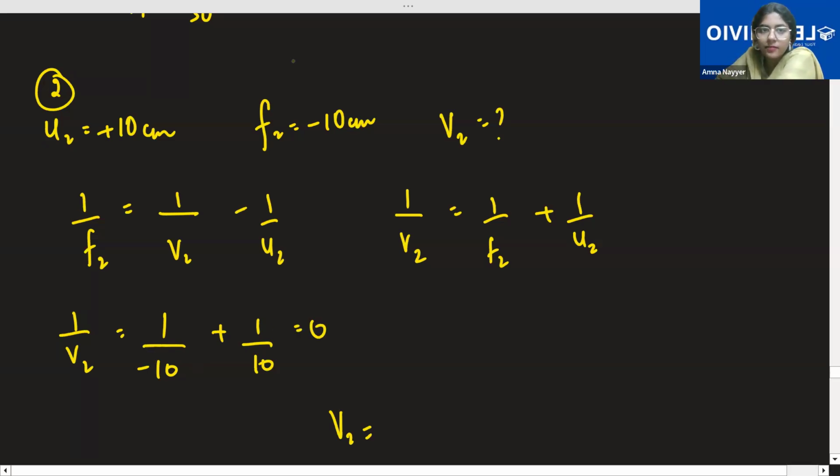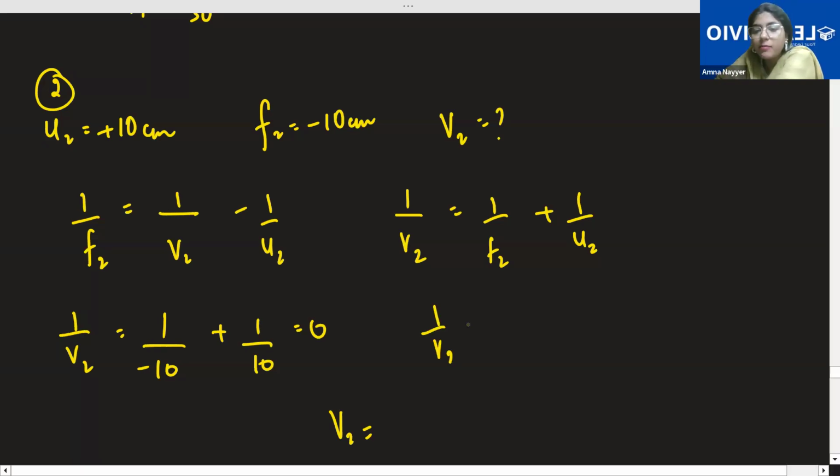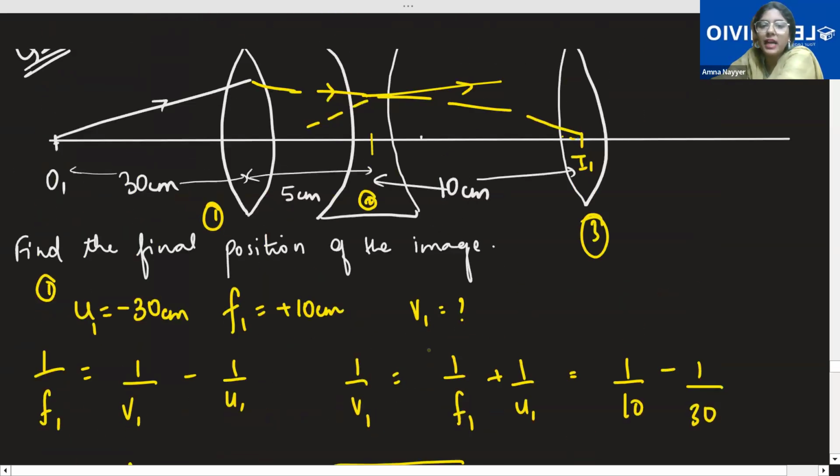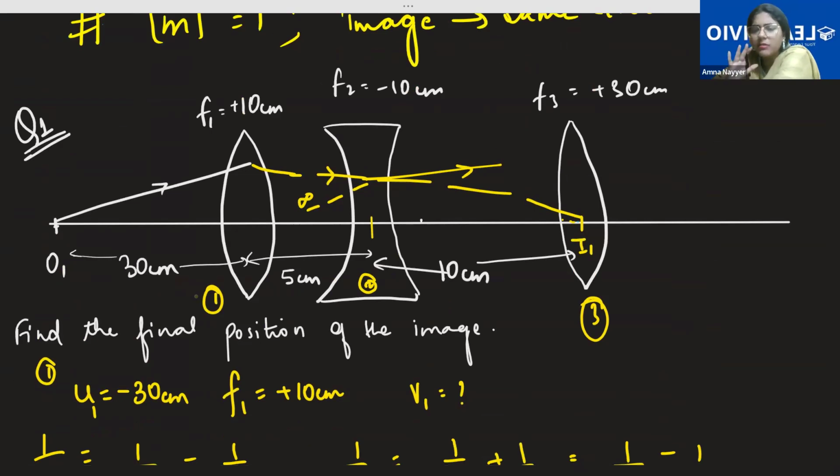Got it, Aisha? Yes, ma'am. Okay, this was minus, no? And Jobita, you are answering 1 by V2 is 0, no? So V2 will be, now answer, infinity. Got it, Jobita? This part is clear? Yes, ma'am. So it means the final image is formed at infinity for the second lens. Means the image is formed at infinity. Now that cannot be drawn, obviously. I'm marking it as infinity.